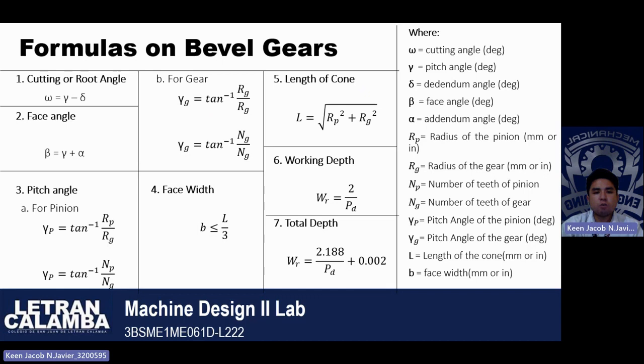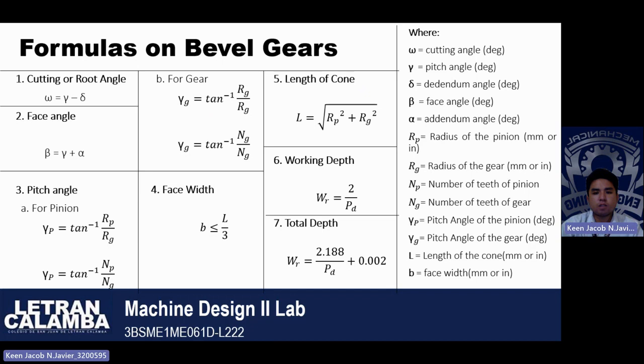And B, for the gear, YG is equal to arctan of RG over RP. And YG is equal to arctan of NG over NP. For the face width, B is less than L over 3. The fifth is the length of the cone. L is equal to the square root of RP squared plus RG squared.